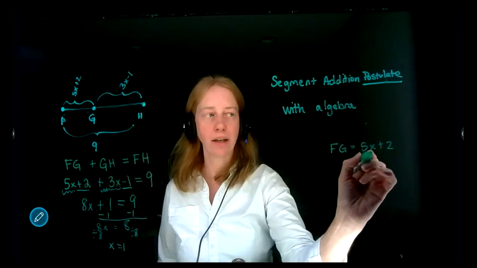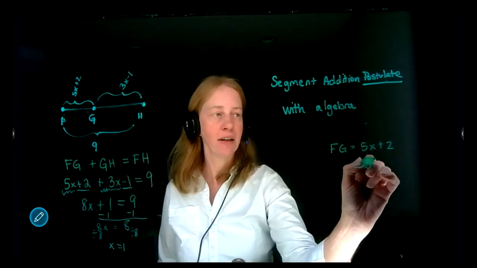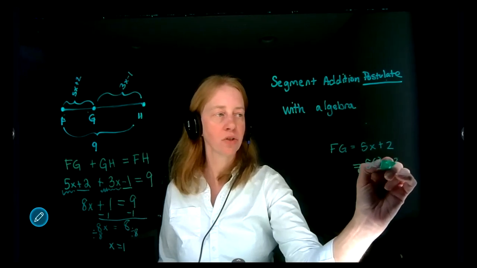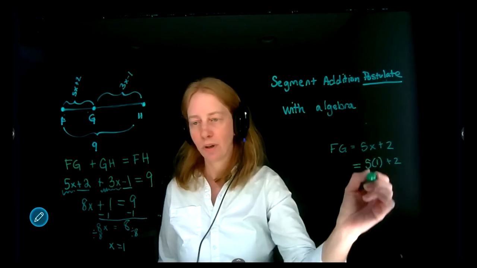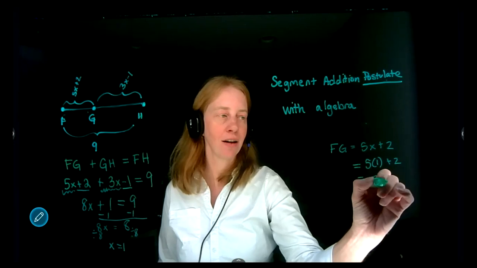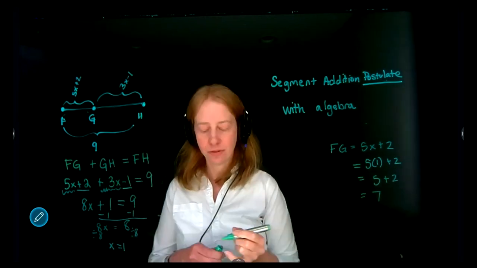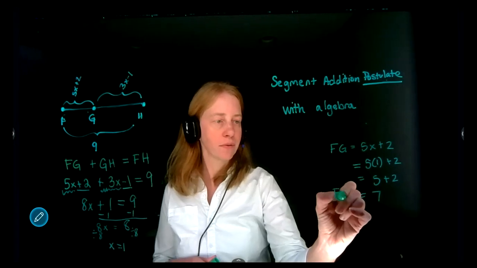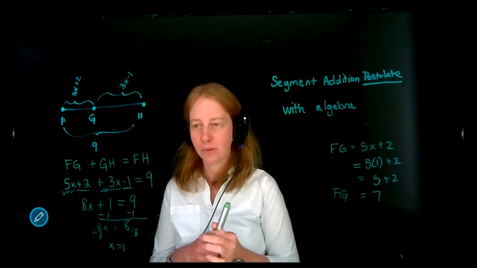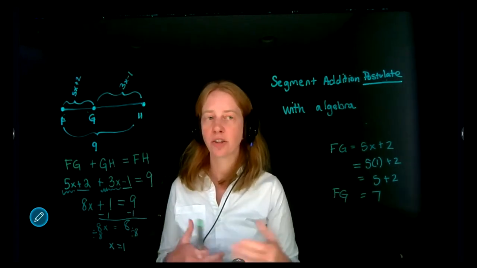And x is 1. So 5 times 1 plus 2. 5 times 1 is 5. We probably didn't have to write that all out, but it's more fun that way. FG equals 7. So that's how you're going to do one with algebra.